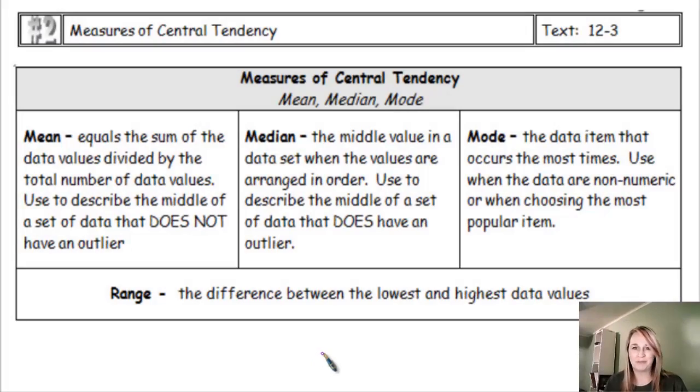Welcome, and thanks for joining me for this concept. We're talking today about measures of central tendency. And measures of central tendency just refer to a group of values called the mean, median, and mode.